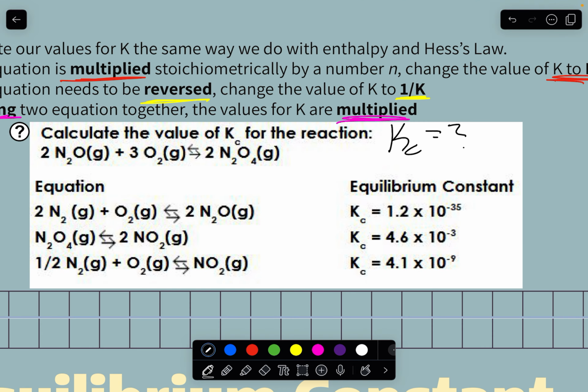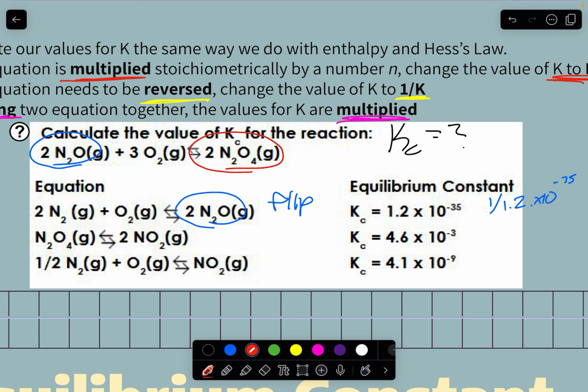We have this goal reaction, 2N2O plus 3O2 in equilibrium with 2N2O4. Let's figure out how we're going to make this. N2O is only in one reaction here, so for this reaction, we need to flip it. And remember, if we flip it, we do 1 over our K value. That's for the first reaction. We have our N2O done. O2 is in multiple places, so let's skip that.